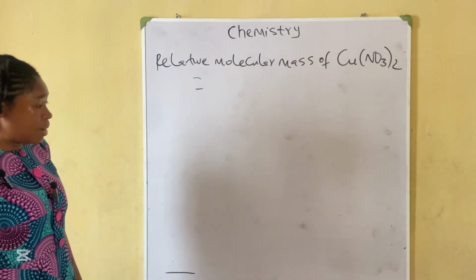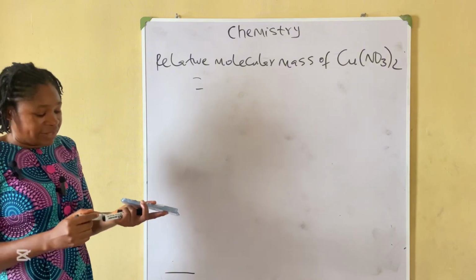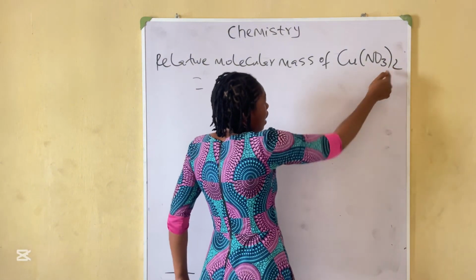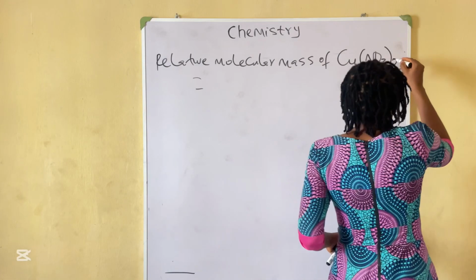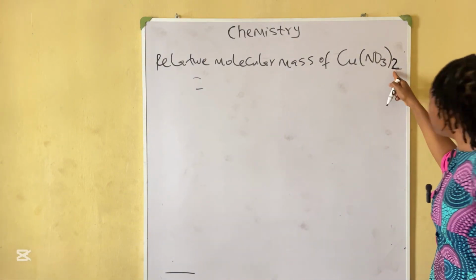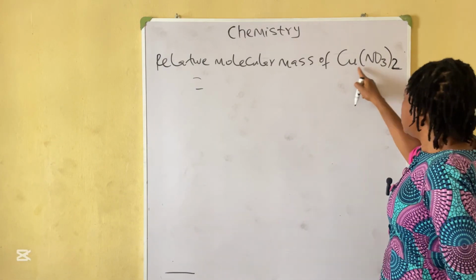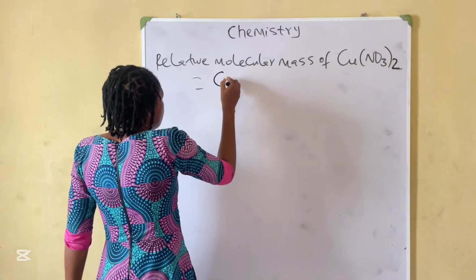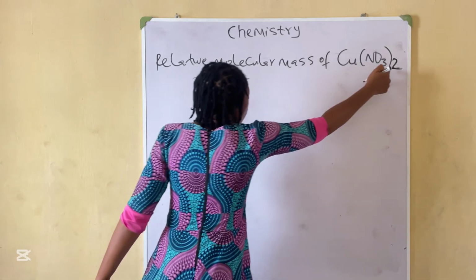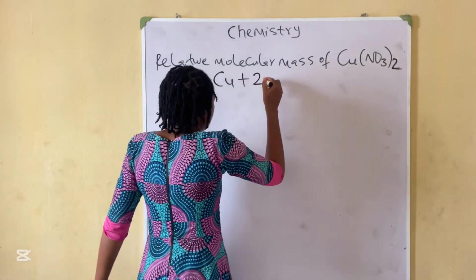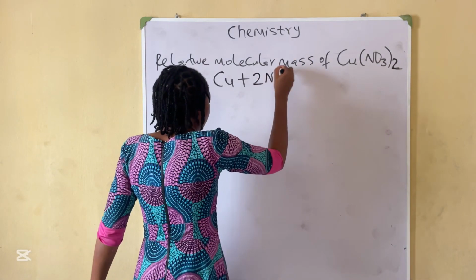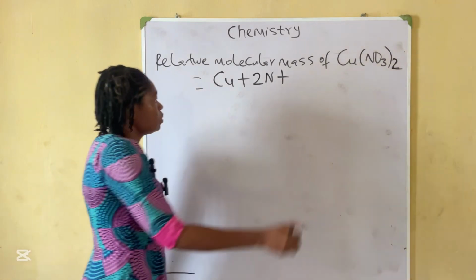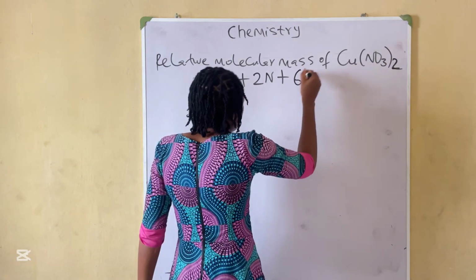Okay, let's find the relative molecular mass of copper 2 trioxonitrate 5. Here, look at this. You have 2 outside this bracket. This 2 multiplies what is inside the bracket, but it does not affect this one that is outside. So it's like saying 2 times 1 nitrogen, 2 atoms of nitrogen, plus 2 times 3, which is 6. So 6 atoms of oxygen.